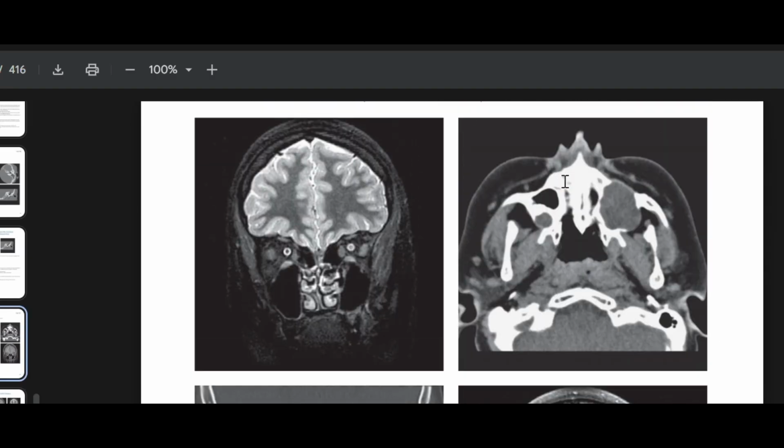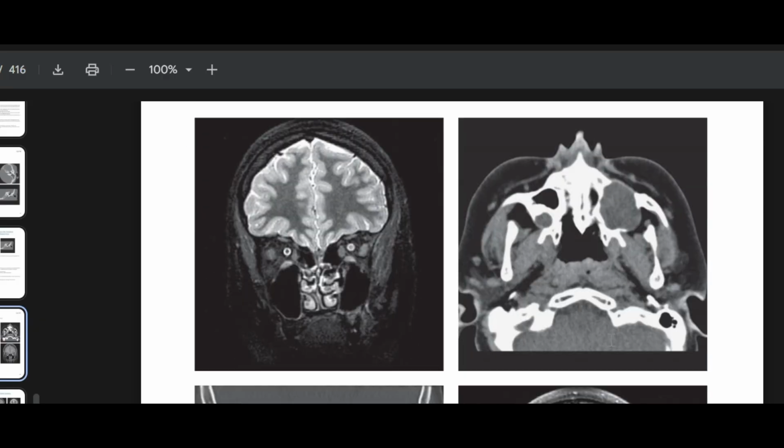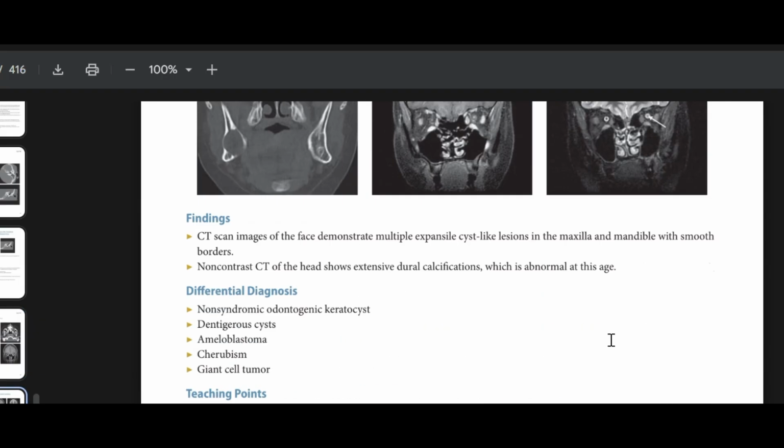So this patient is a 10-year-old girl with an incidental finding on a routine dental X-ray. So a skin lesion can make you consider the basal cell nevus syndrome. A dental lesion can make you consider basal cell nevus syndrome. So let's see this dental lesion.